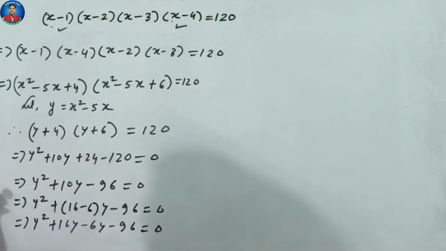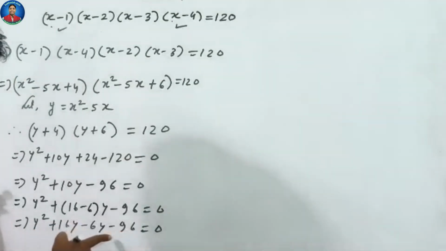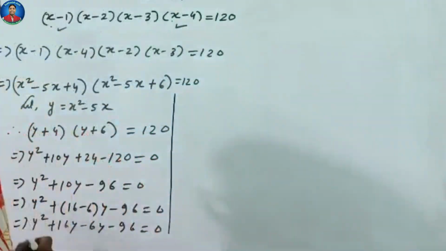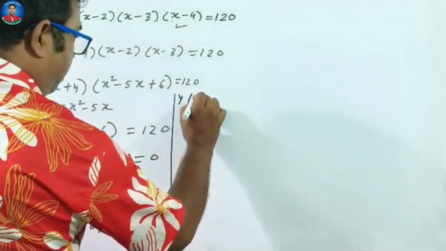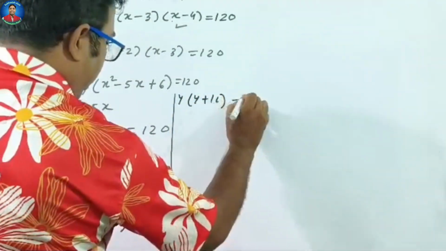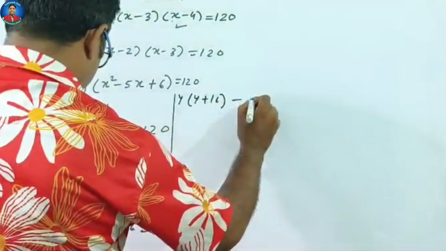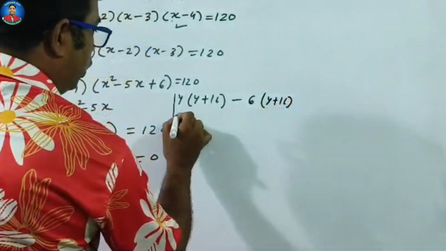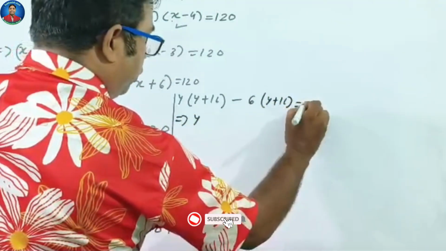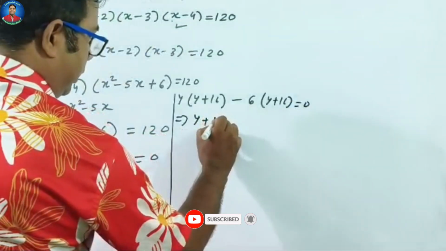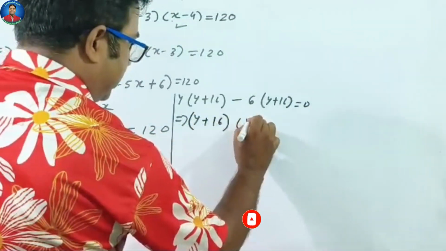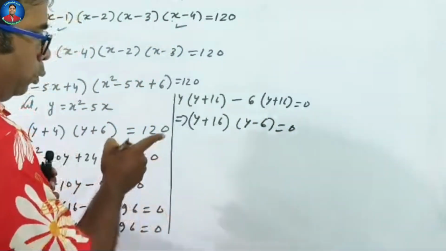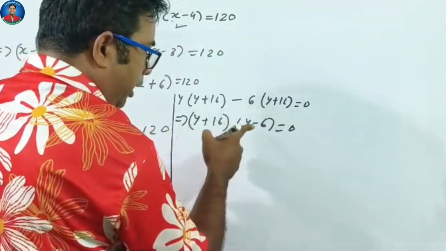So from here, what we can take common? We can take y common, and from here 6 is common. So this can be written as, if we take y common, it is y plus 16. And from here, if we take minus 6 common, it is y plus 16 again. So y plus 16 into y minus 6 is equal to 0. Very simple sum. Now the sum has become very simple one. Just we shall consider this part is 0 and this part is 0.